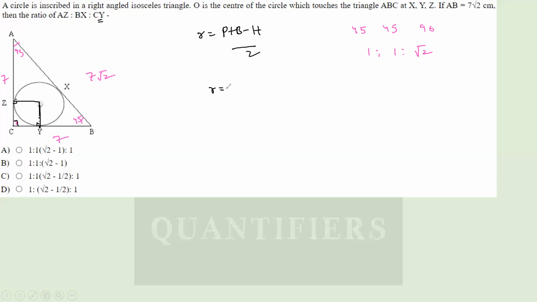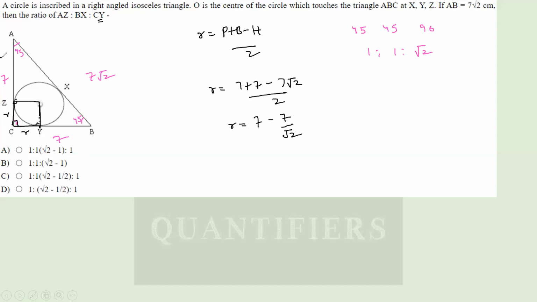So what will be in radius? In radius in this case will be 7 plus 7 minus 7 root 2 by 2. So which comes out to be 14 minus 7 root 2 by 2. That means 7 minus 7 by root 2. This will be the in radius. Now just see here, students. Can I say this is small r now? This is small r. So can I say this will also be small r now? Now can I say from A to Z?